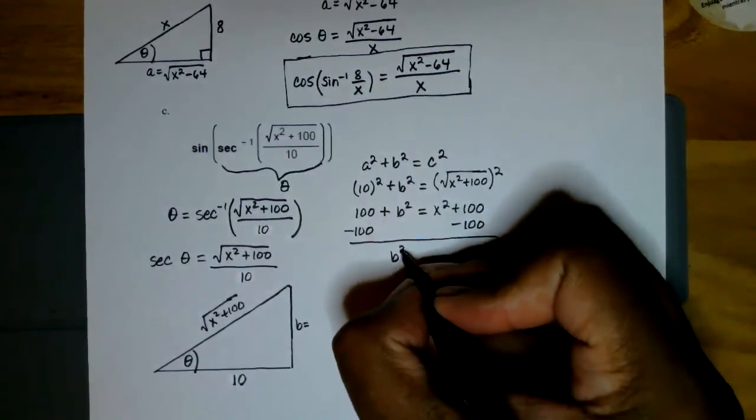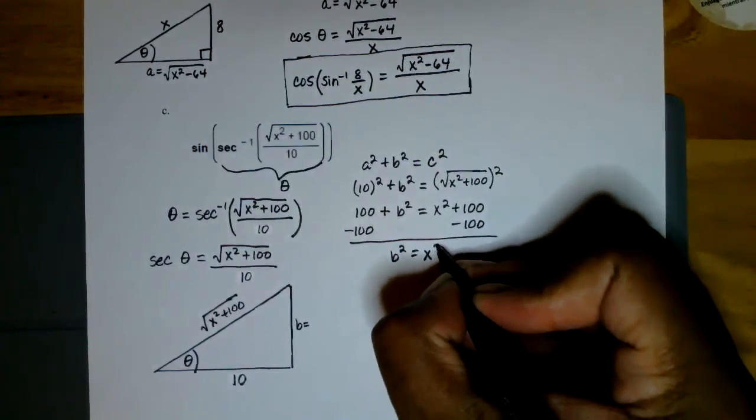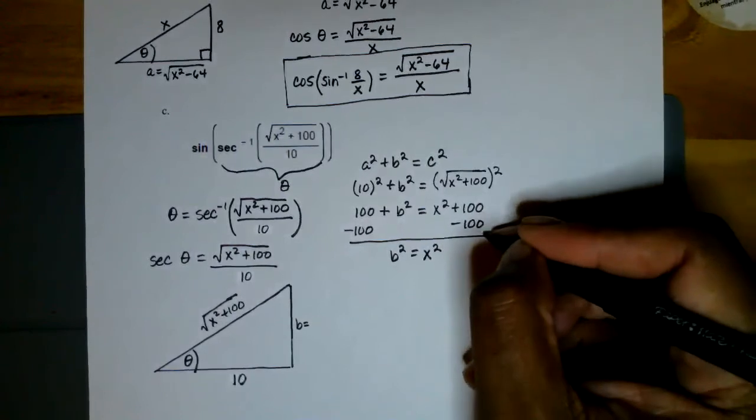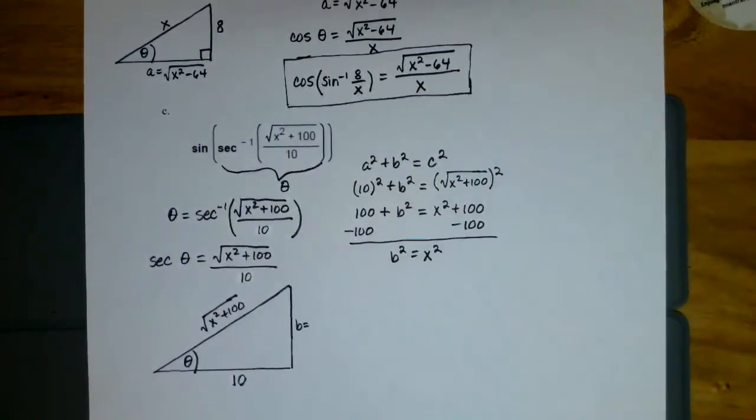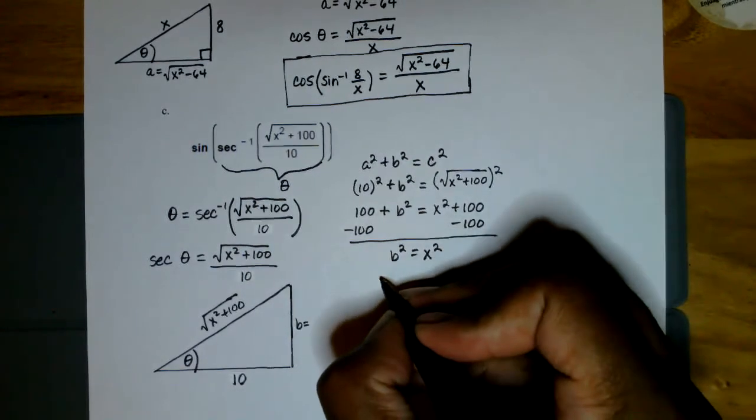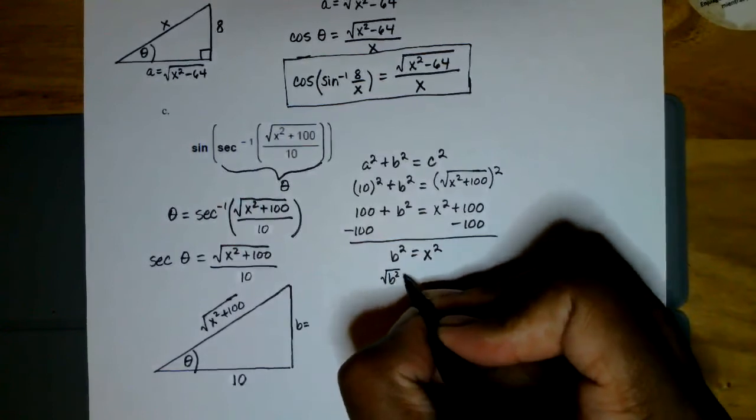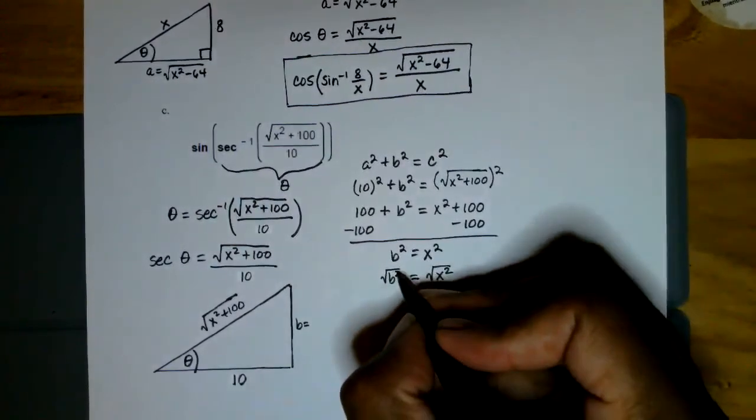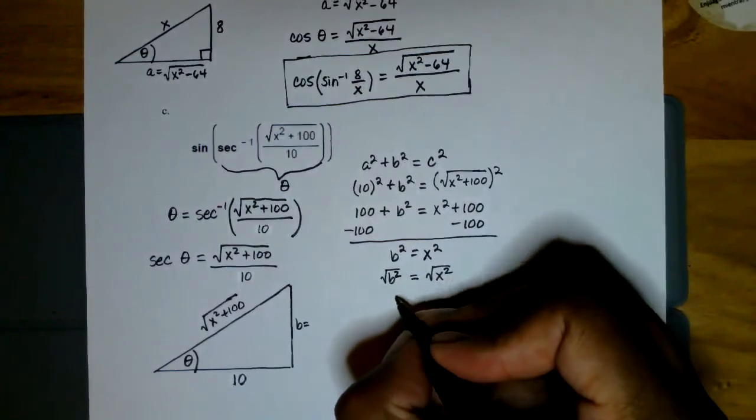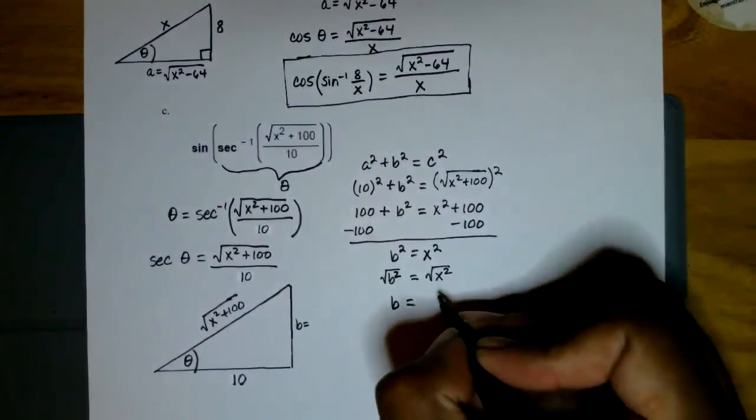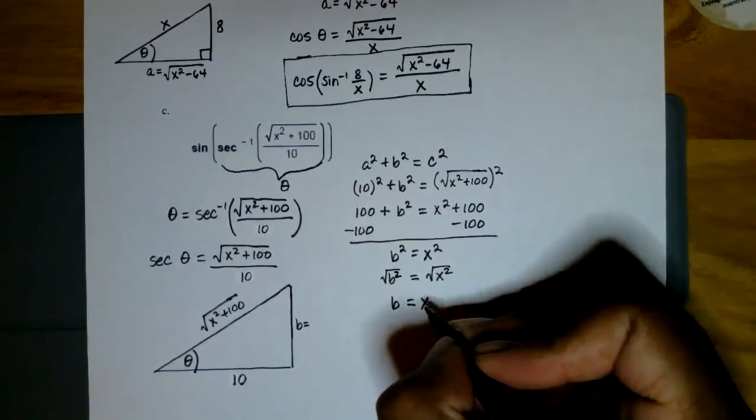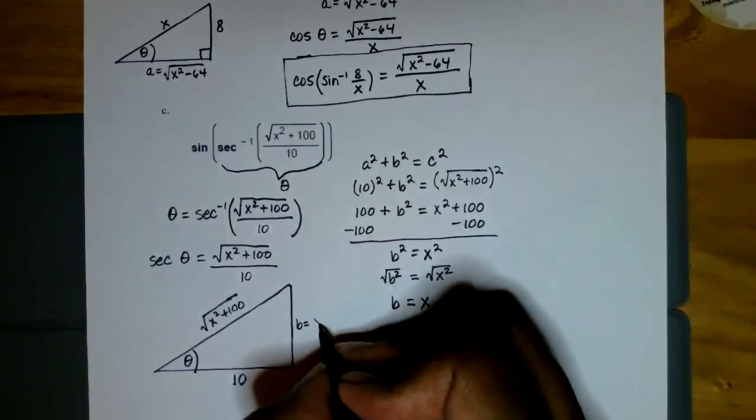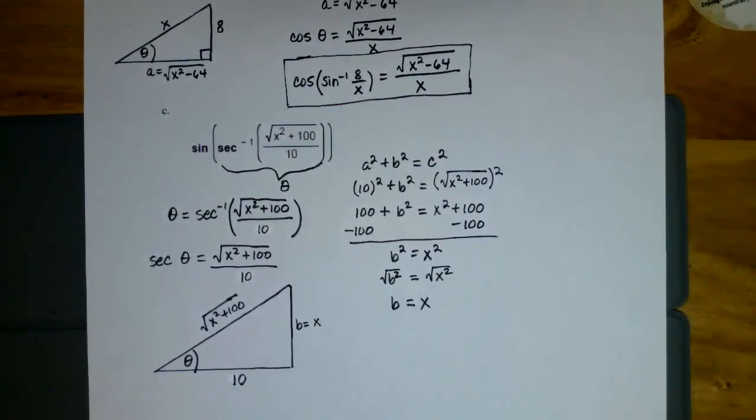So now you've got b squared is equal to just x squared, because plus 100 and minus 100, that's gone on the right side and on the left side. So now let's get b by itself. We're squaring it, so I need to take the square root on both sides. The square root of b squared is b. The square root of x squared is just plain x. So that means b must be equal to x.